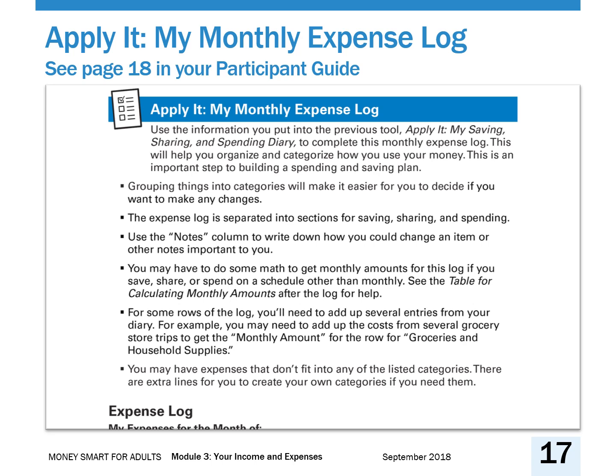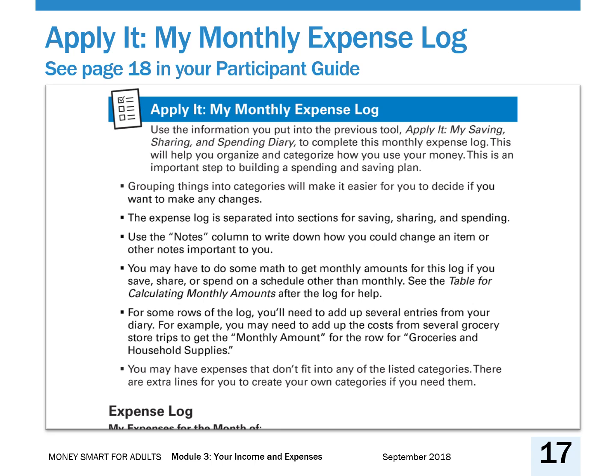The expense log is separated into sections for saving, sharing, and spending. Use the notes column to write down how you could change an item or other notes important to you. You may have to do some math to get monthly amounts, and there's a table calculating monthly amounts to help you do that. For some rows of the log, you'll need to add several entries from a diary.